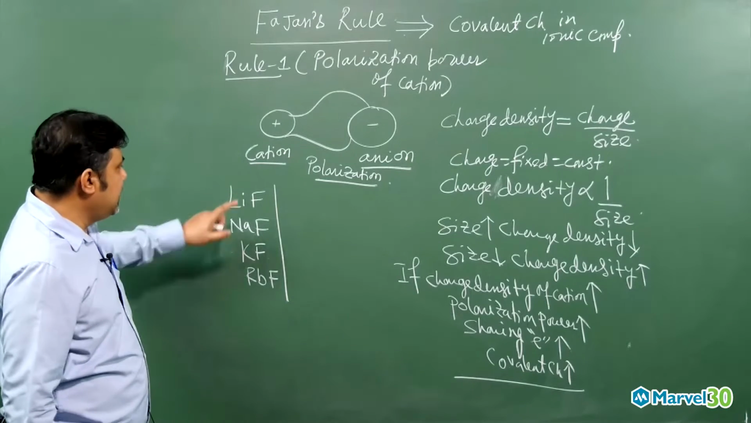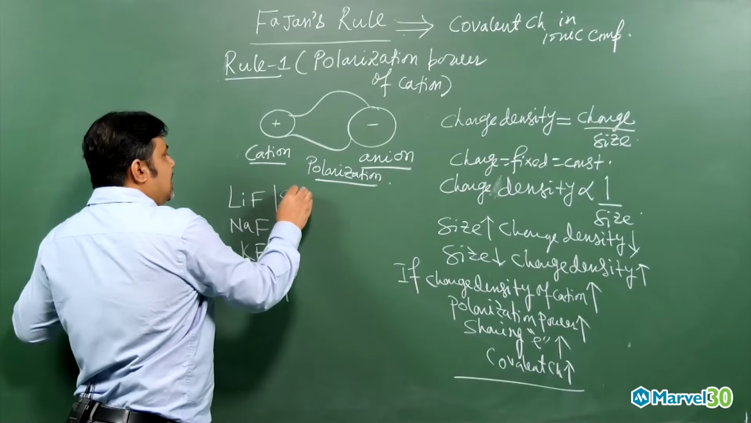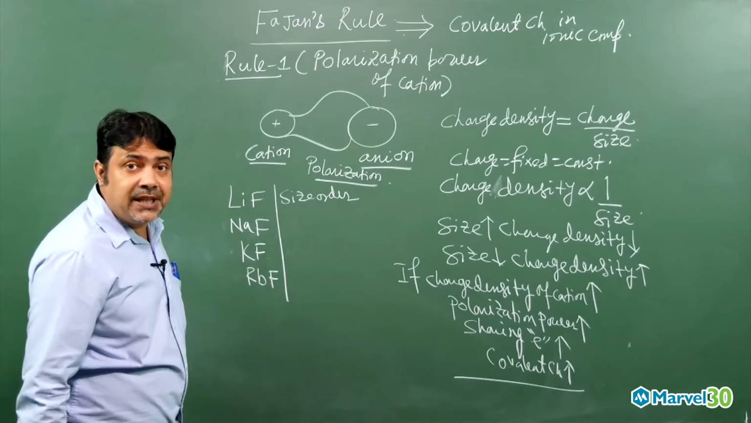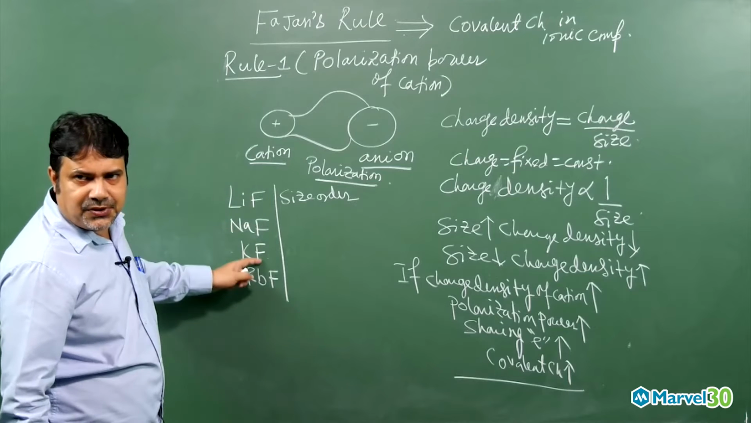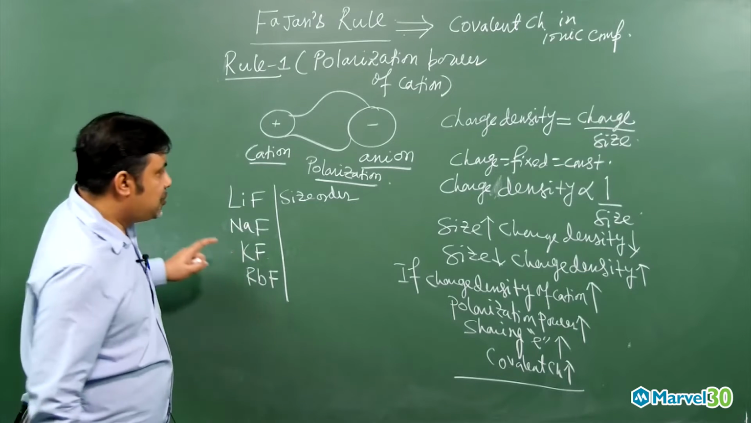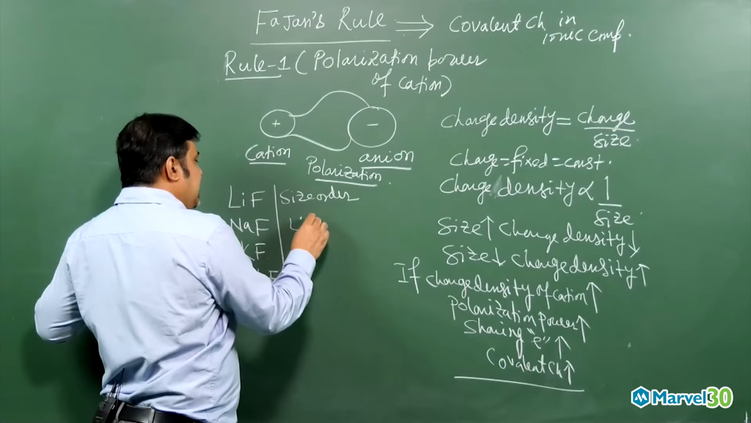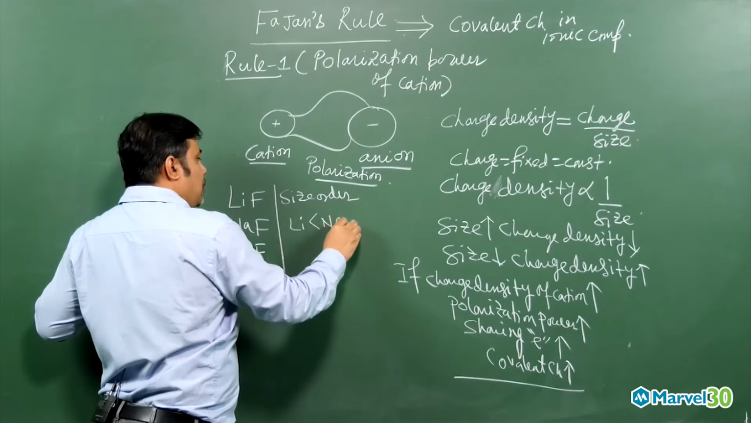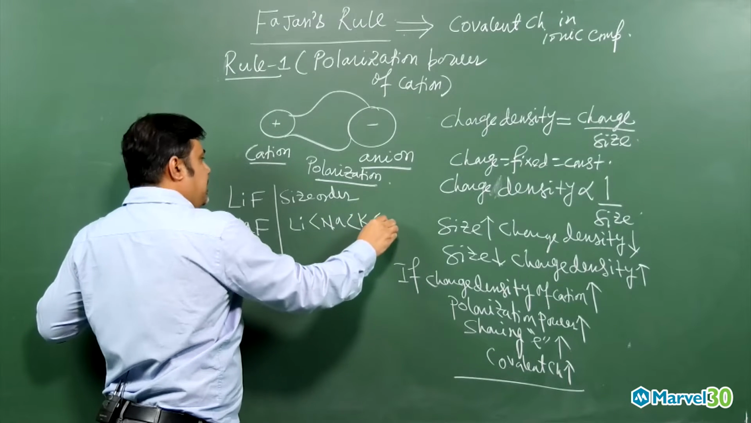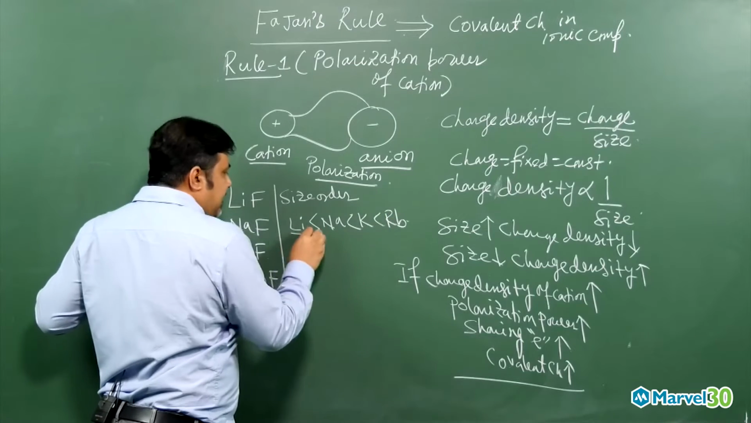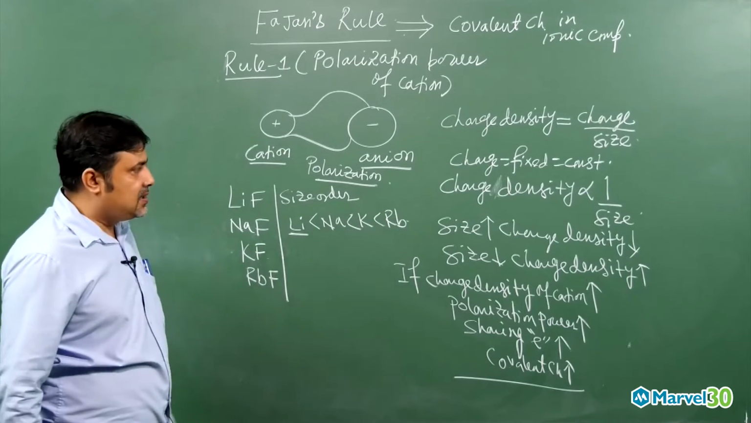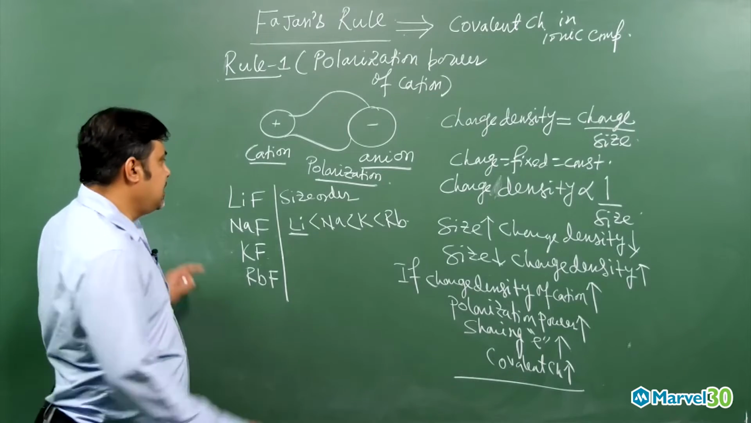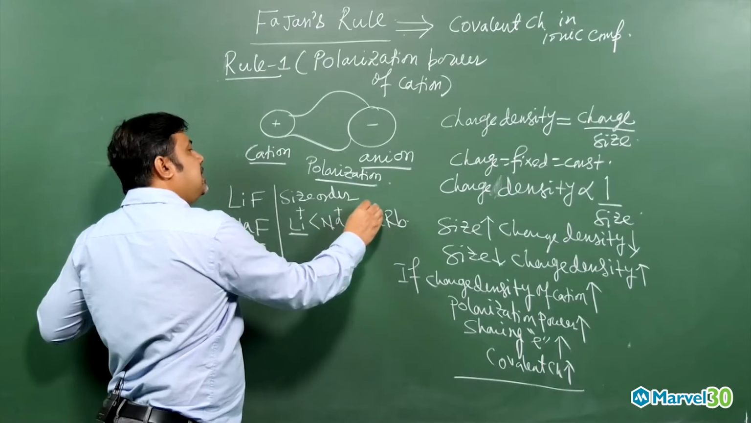You look at the size order of the alkali metals. Down the group, the number of shells will increase. As the number of shells increases, size will increase. So that is why the size order will be lithium is lesser than sodium, sodium is lesser than potassium, potassium is lesser than rubidium. As lithium has the smallest size, the charge density of the lithium ion will be the maximum. This is nothing but the ion size order you can give like this.